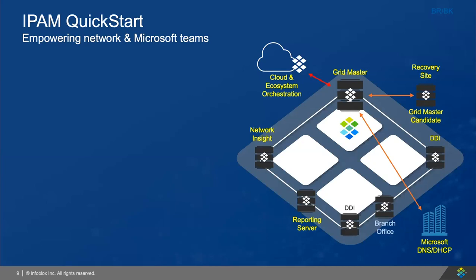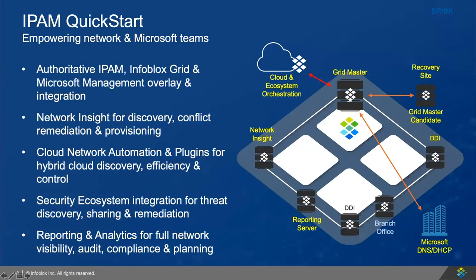So let's just touch base real quick, Bob. Again, you've mentioned authoritative IPAM and Microsoft management. We have Network Insight for our discovery on-prem and for conflict remediation and provisioning. We've talked briefly about cloud network automation. We have lots of different plugins, and we're going to show you a couple of those today. So Network Insight is for on-premises, while cloud network automation is really discovery and management control in the cloud. And then we have the security ecosystem integration, and we're going to show you some of that as well today. And then we tie it all together with reporting and analytics.